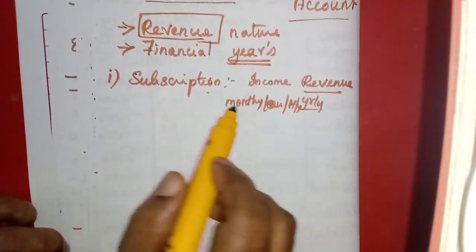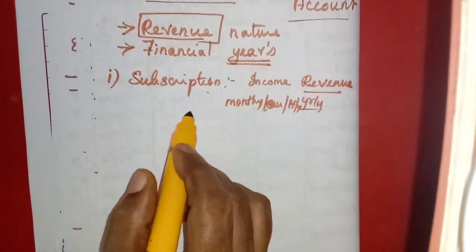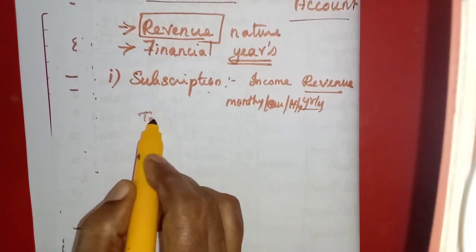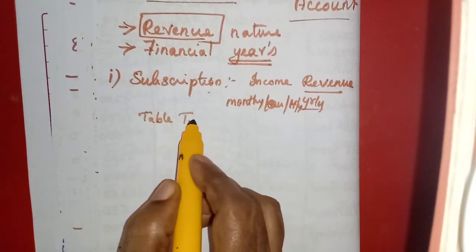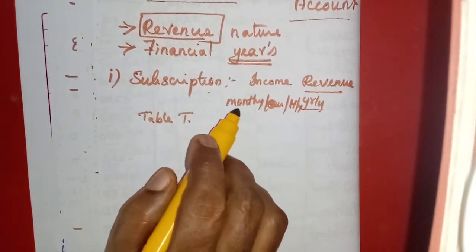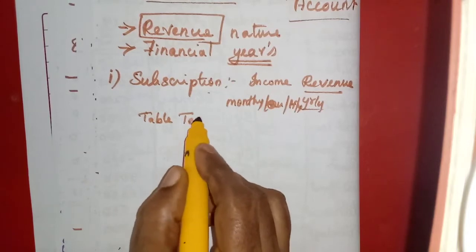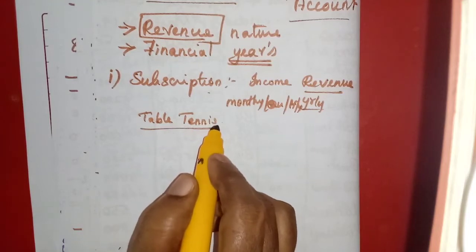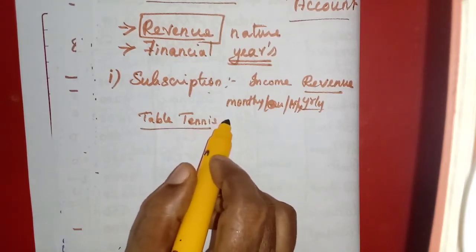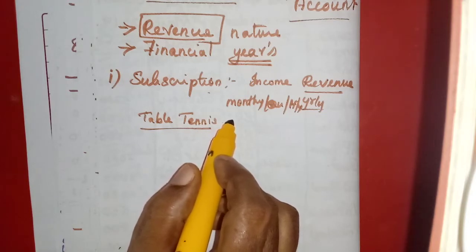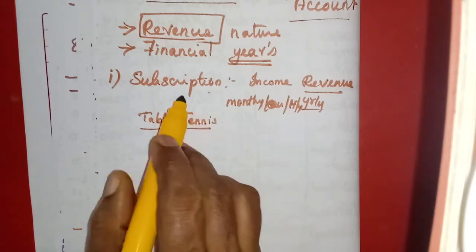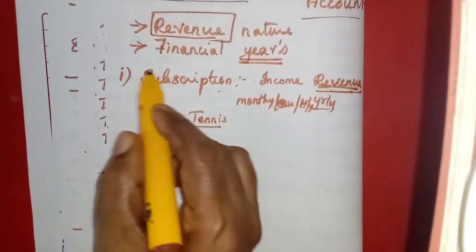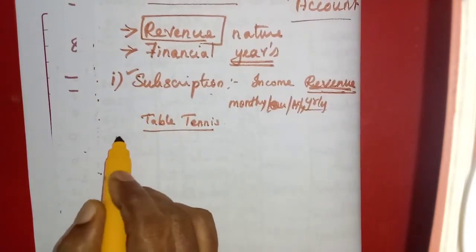And for some special purpose also they may receive some subscription. For example, the table tennis or billiards players, they may receive some subscription from them also. Table tennis players and billiards players, from them they will receive, that one also will be considered as revenue income only. So it is a revenue income, so it must be shown in the income and expenditure account.